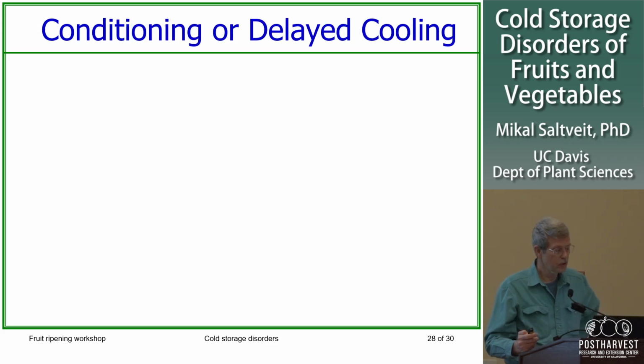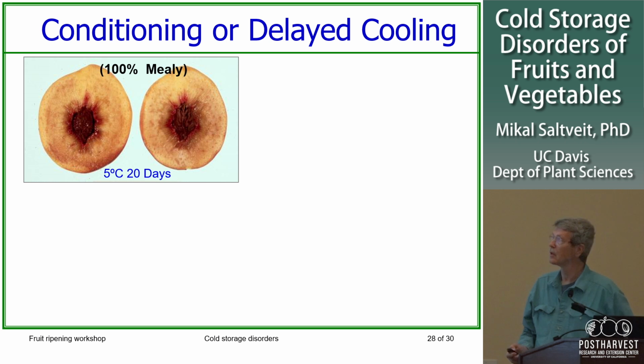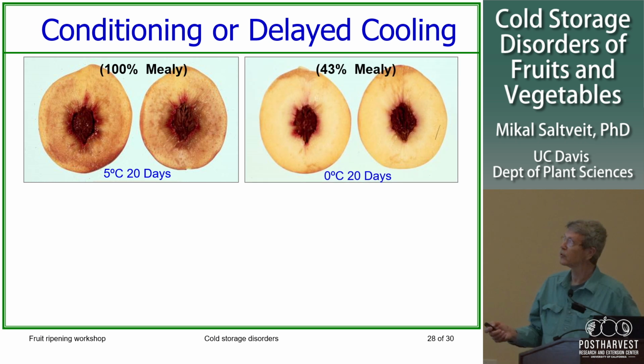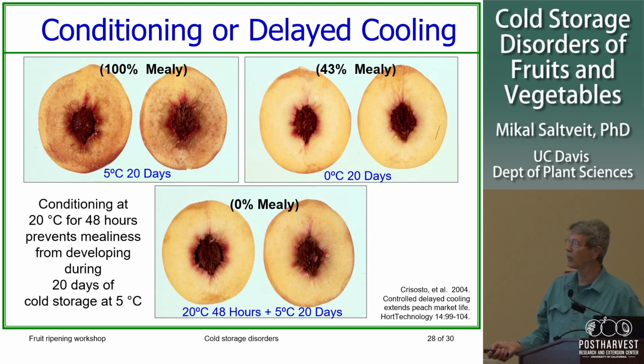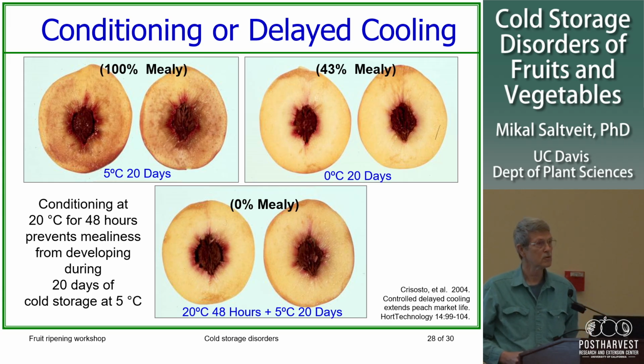So how do you prevent chilling injury? Conditioning. So here you have these peaches, 100% mealy if you hold them for 5 days at 20 degrees Celsius. If you hold them at 0 degrees Celsius for 20 days, you get 40% mealy. Well, what if you hold them at 20 degrees for 48 hours, kind of conditioning them, and then hold them at 5 degrees Celsius for 20 days? Here's 20 days, 20 days, 20 days, but you give them two days at 20 degrees Celsius, and you notice that there's 0% mealiness. So these kind of conditioning treatments can prevent the expression of some of these disorders.